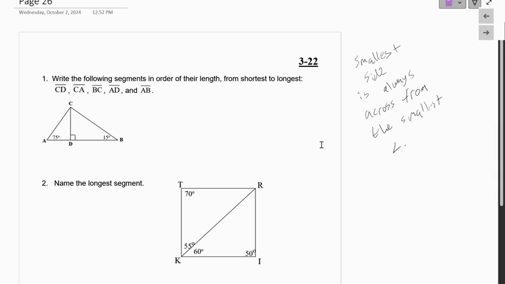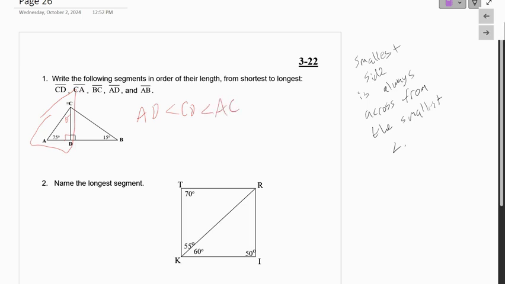So we want to put these in order from shortest to longest, and the way we make this a little bit more honors is we have triangles that connect. I'm going to focus on the triangle on the left, triangle ACD. I know that angle is a right angle, that's 75, and then this would be 15. So just looking at this triangle, I know AD is the smallest, then CD, and then AC is the longest.